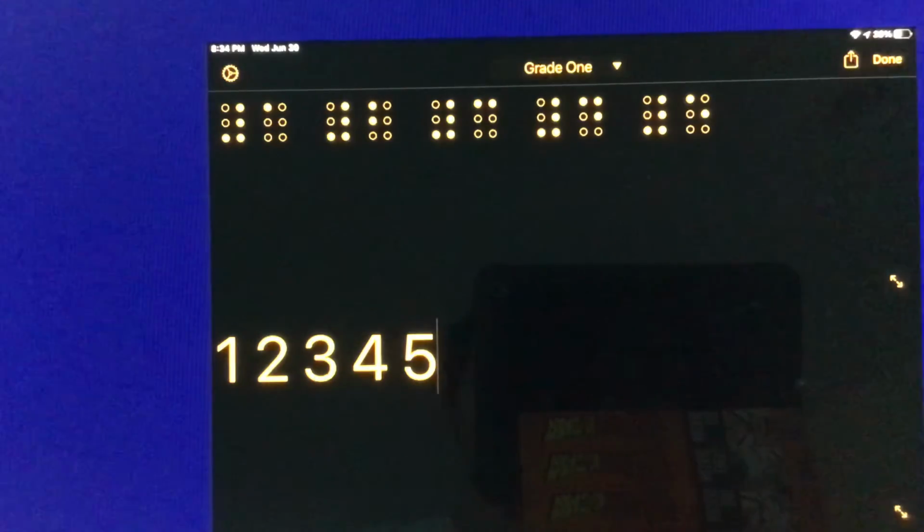So then, number symbol followed by dot 1 is the number 1. Number symbol with dots 1, 2 is the number 2. Number symbol with dots 1, 4 is 3. Number symbol with dots 1, 4, 5 is number 4. And finally, number symbol with dots 1, 5 is number 5.